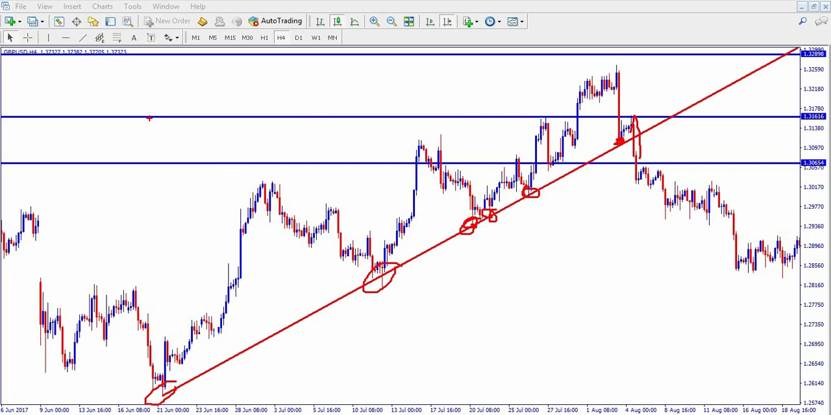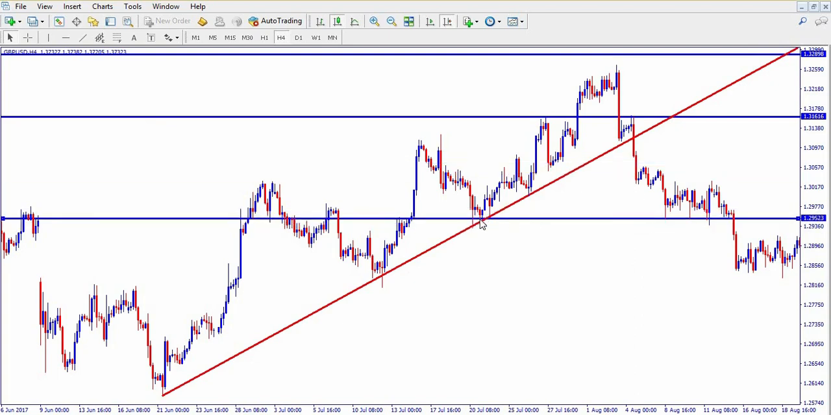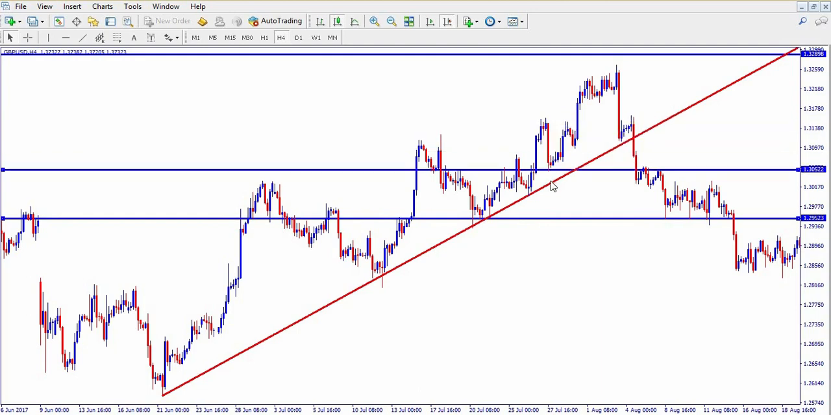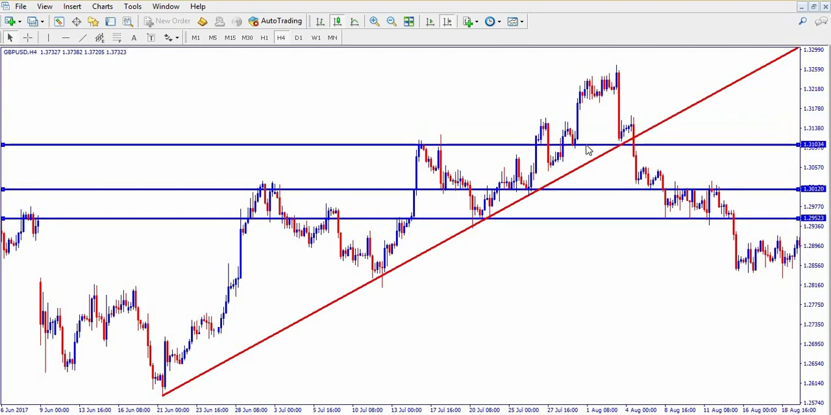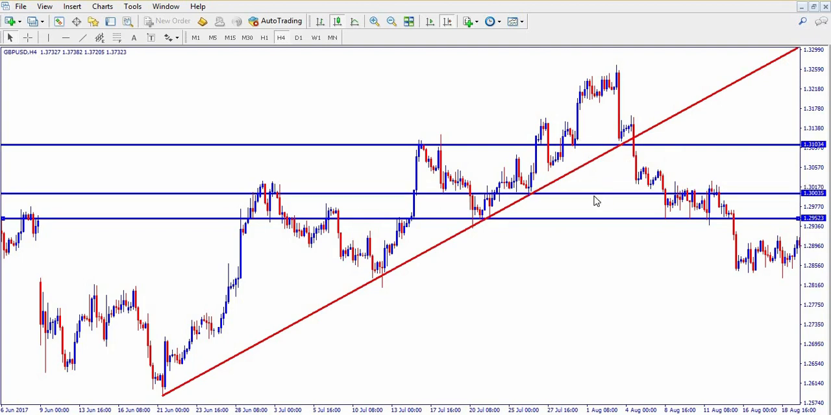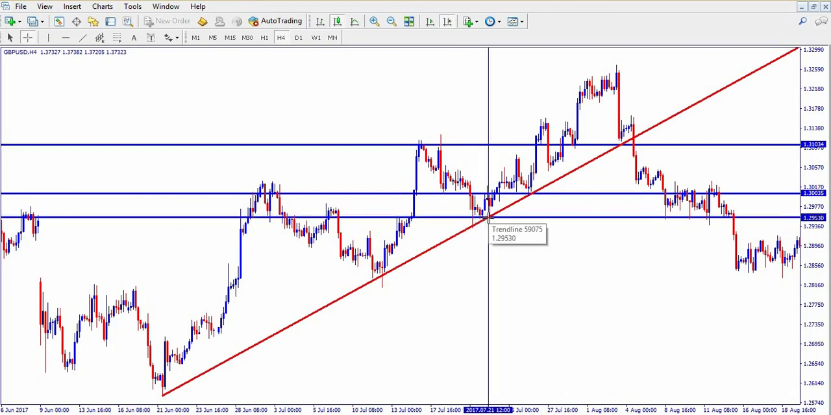Okay, so let's check. Let's say we entered at this point here, the first one, and entered here also the second one, at the structure. Now, because you've drawn the trend line does not mean you should neglect the support and resistance. Don't do that. You'll lose money if you do that. Price will not at all times get to your trend line because there could be a support or a resistance at such points.